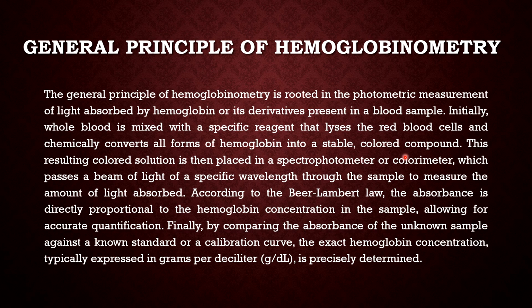This resulting colored solution is then placed in a spectrophotometer or colorimeter, which passes a beam of light of a specific wavelength. And what is the wavelength? That is 540 nm. And this is according to the Beer-Lambert law. The absorbance is directly proportional to the hemoglobin concentration in the sample, allowing for accurate quantification. So this is the principle of hemoglobinometry. Hemoglobinometry actually works on the principle of the Beer-Lambert law.